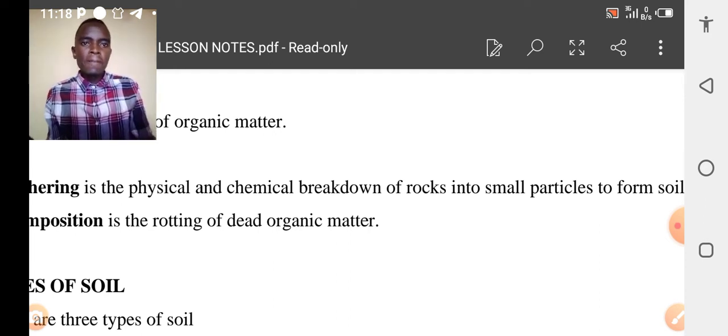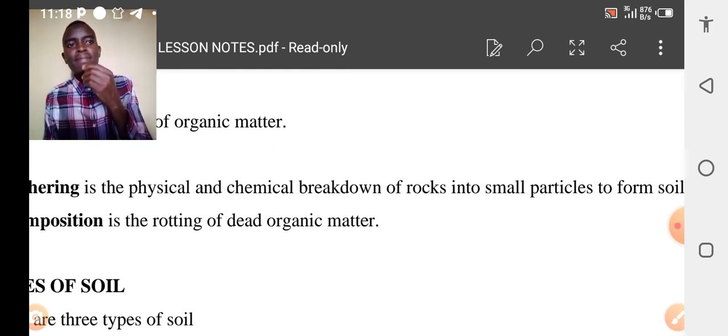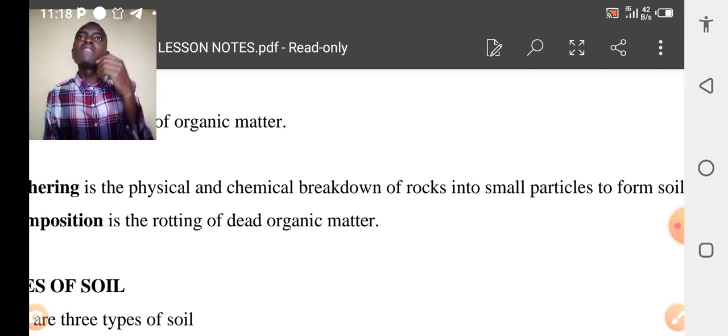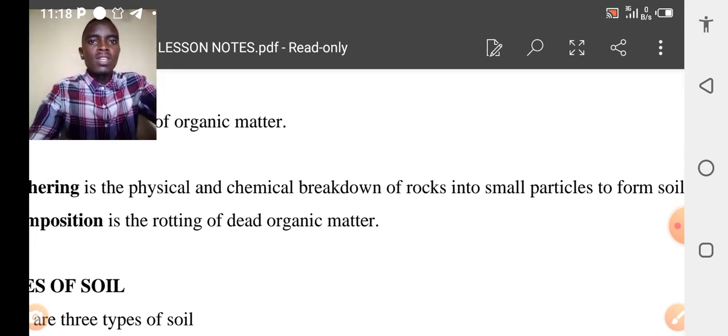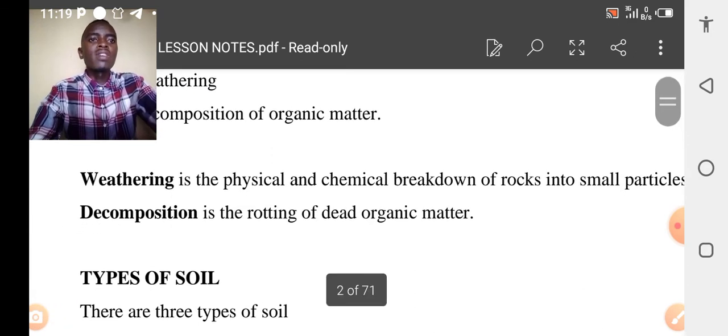So as you see, physically and chemically means that if you have rocks, do you know rocks, the big stones? When they are broken down into smaller particles, they form soil. If you break down the stone or the rock, it becomes soil. That is the meaning of weathering.